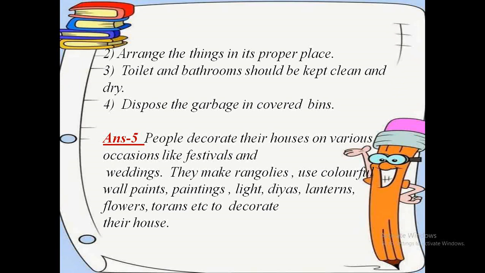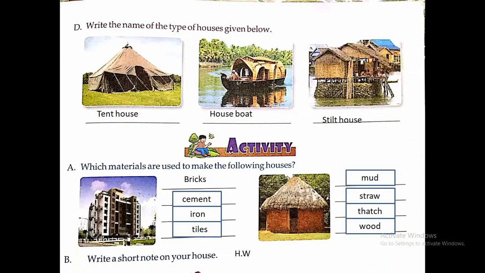So now coming on question number 5, when and how do we decorate our house? So the answer is, people decorate their houses on various occasions like festivals and weddings. They make rangolis, use colorful wall paints, paintings, lights, diyas, lanterns, flowers, torans, etc. to decorate their house. So these were the question and answer, children.